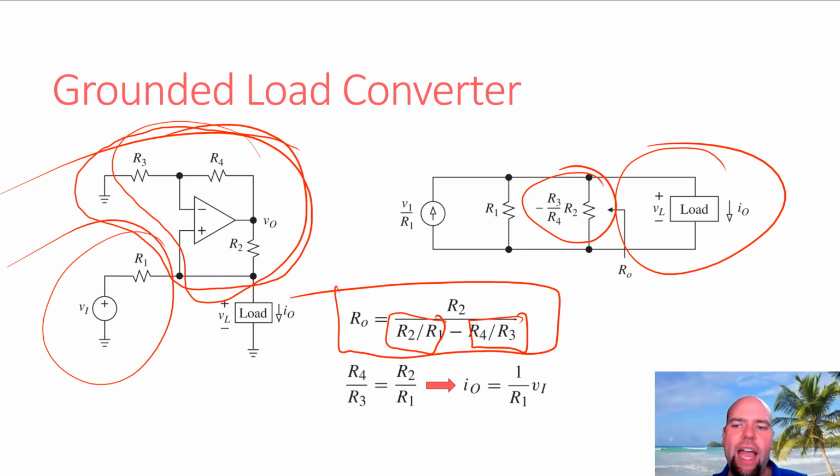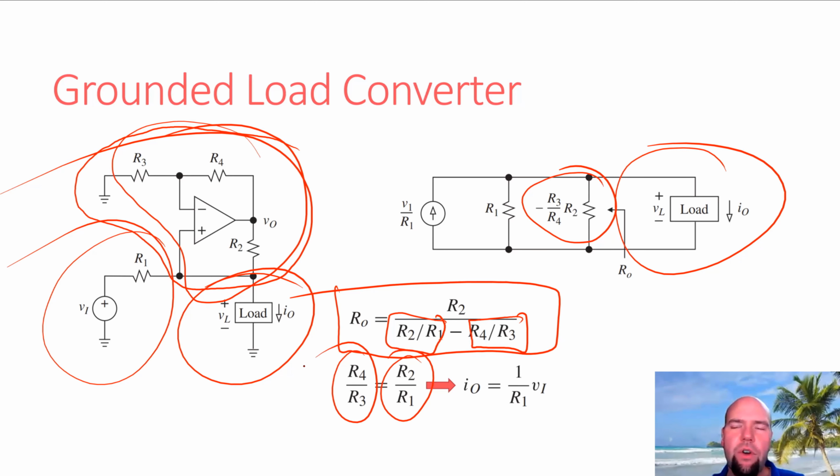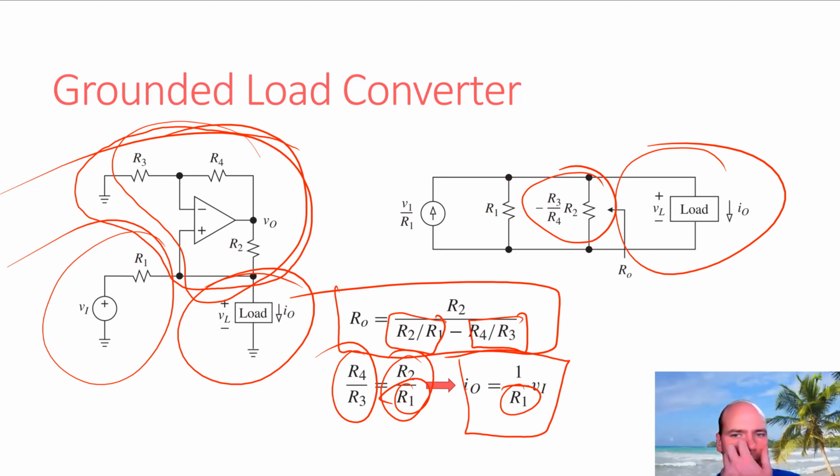So for this circuit to actually function correctly as an ideal output current flowing into our load, we need to make sure this ratio R2 over R1 equals R4 over R3. And when that is true, our output current is going to be our input voltage divided by R1. Now, notice R1 was in this ratio that had to remain equal. Oh, is that it? Whoa, quick one today.